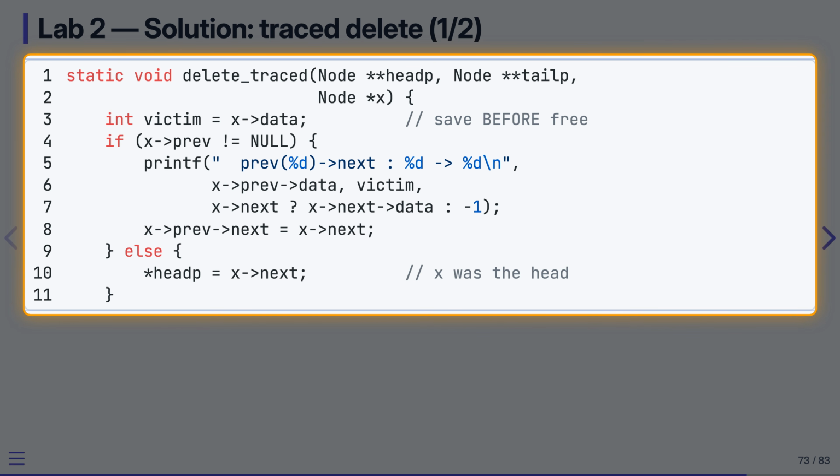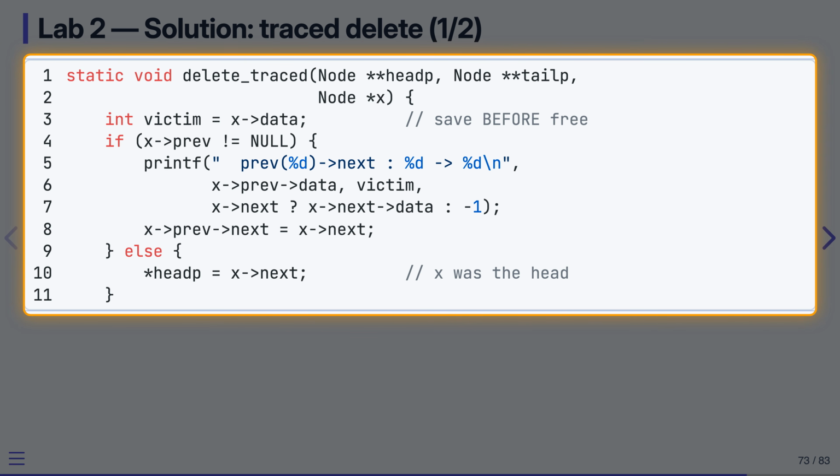Now the Lab 2 solution. This is delete traced, the first half. Notice the very first line. It saves the victim's data into a local variable before anything is freed. That way we can still print the value later without reading freed memory.